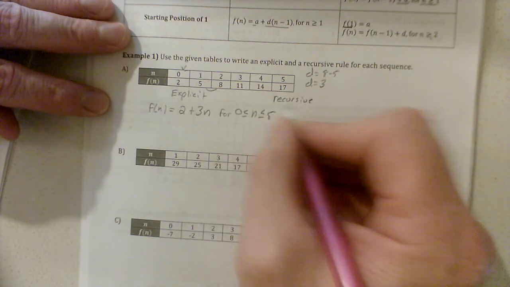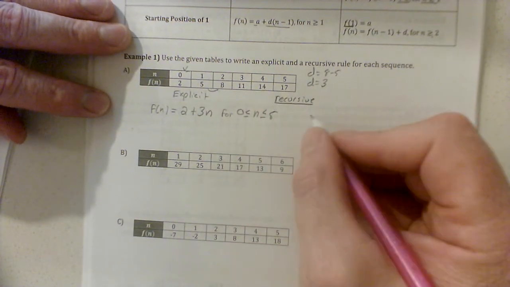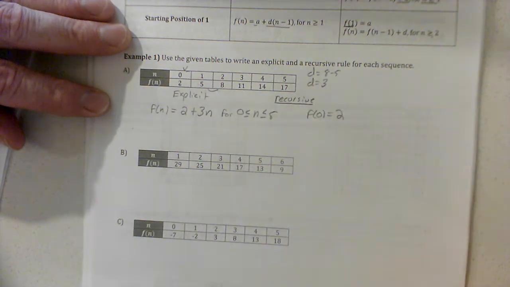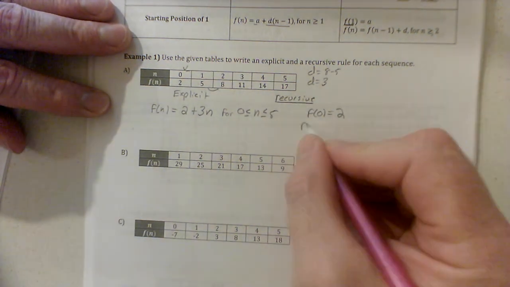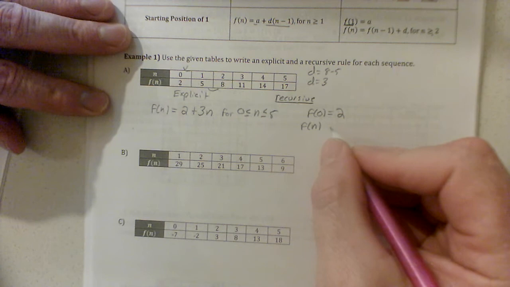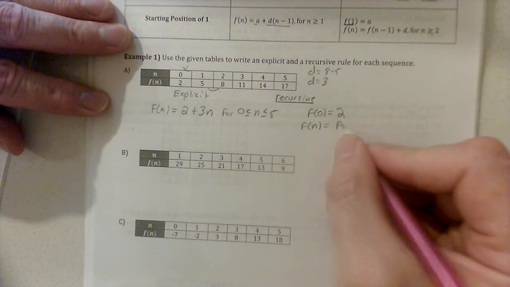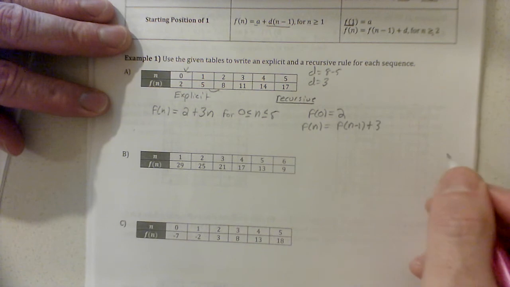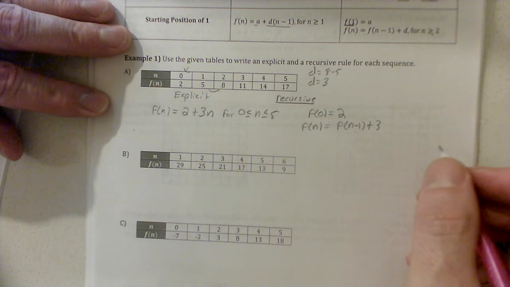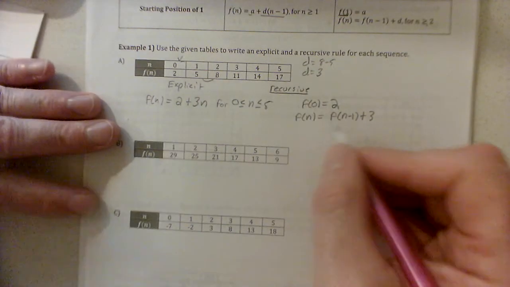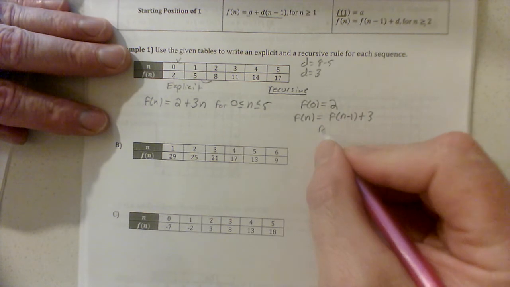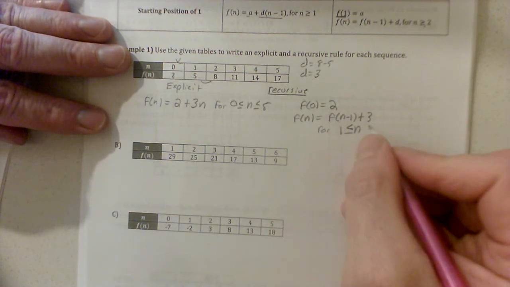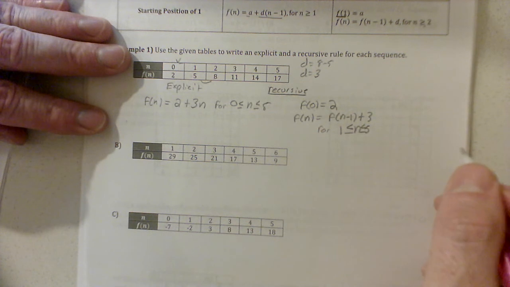Alright, well, let's do our recursive. I'll move it over here. So for recursive, you give your start, f of 0 equals 2. That's our starting spot. And then it says define any other term. We take our term before that, f of n minus 1, and we add our rule, 3. Right? I'll show you this actually. Let's finish this up first. We'll say for n is greater than or equal to 1. We already got 0, so I only need 1 to 5 for this rule.